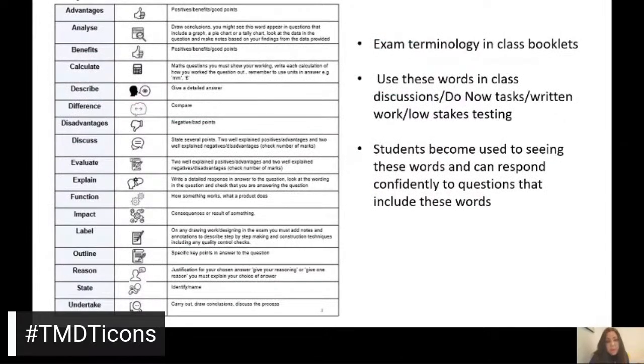So for every class booklet, we don't use exercise booklets, we have class booklets. Right at the front, we have this sheet glued in, and students are familiar with these words. Right from year 7, we have them in do now tasks. It might be a class discussion, it might be some low stakes testing, it might be extended written work. So students become used to seeing these words, and therefore they're confident when looking at an exam question that has these words in.